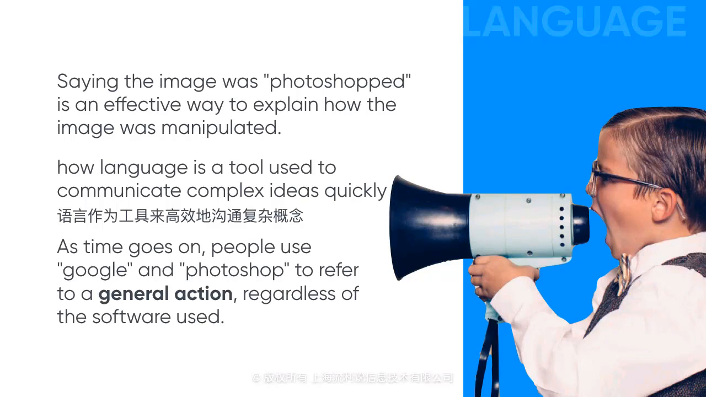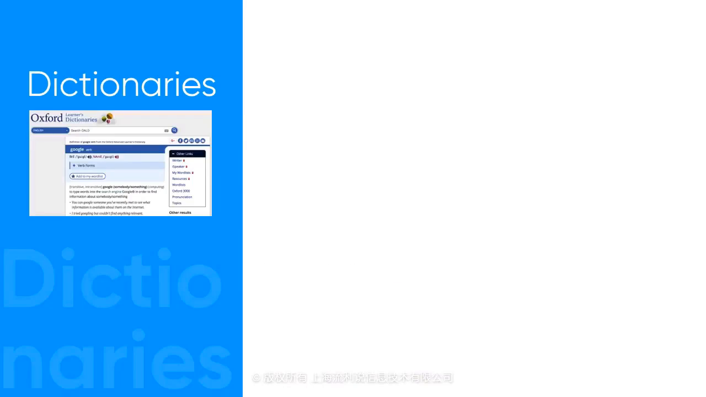As time goes on, people use Google and Photoshop to refer to a general action, regardless of the software used. This means that you can say you're going to Google something even if you use Yahoo search. You can also Photoshop an image using any image editing software like Meitu. When the usage of new words, such as Google and Photoshop, become widely accepted as part of the English language, they will be entered into the dictionary.